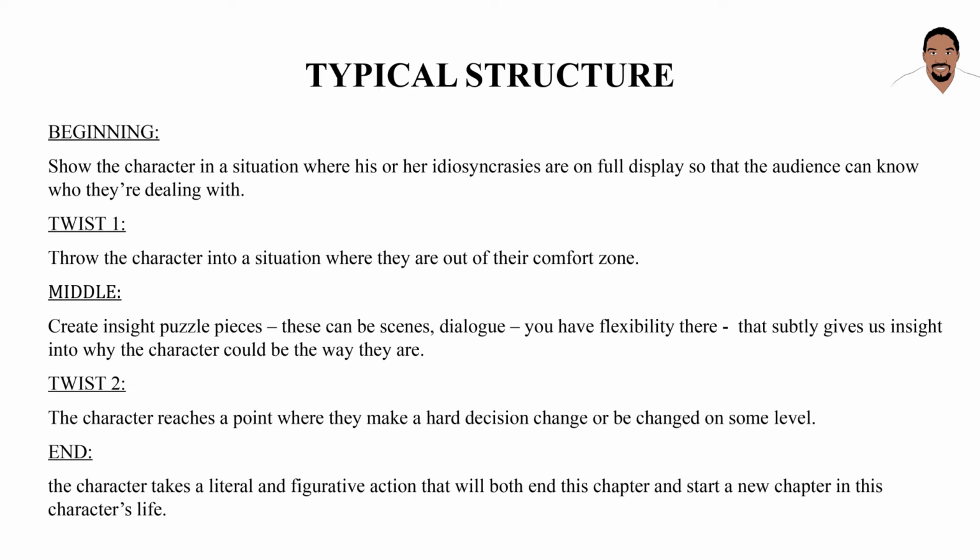For example, consider these character types. Number one, a chain smoking, soft spoken teenager with tattoos covering his or her body.